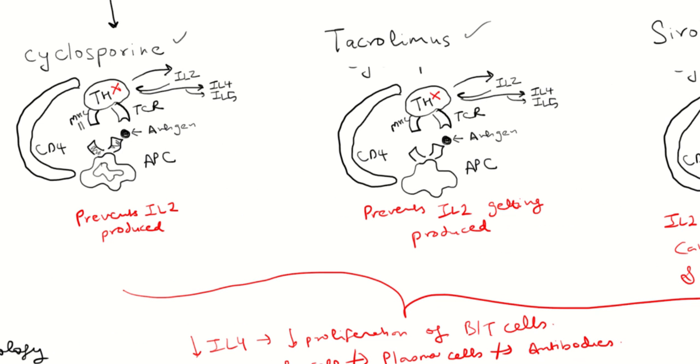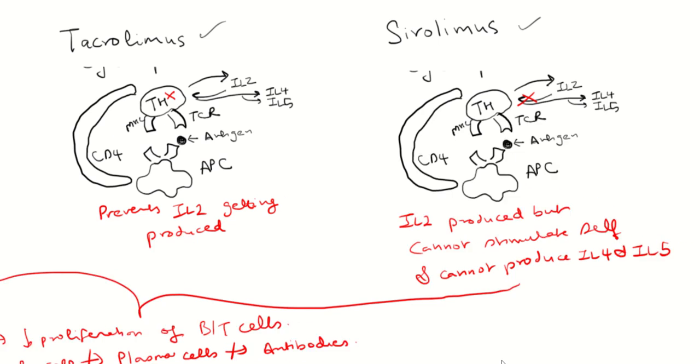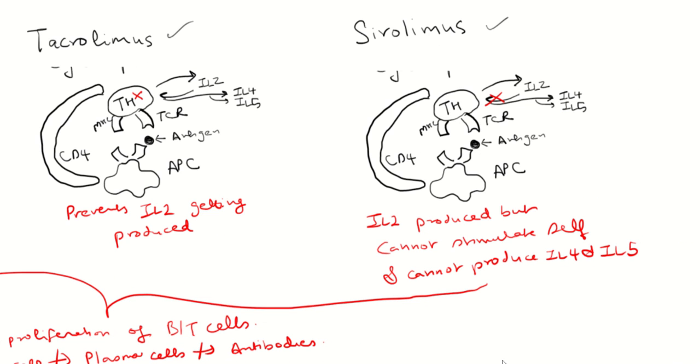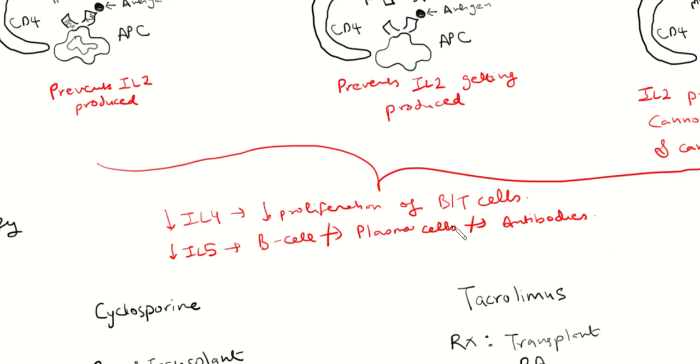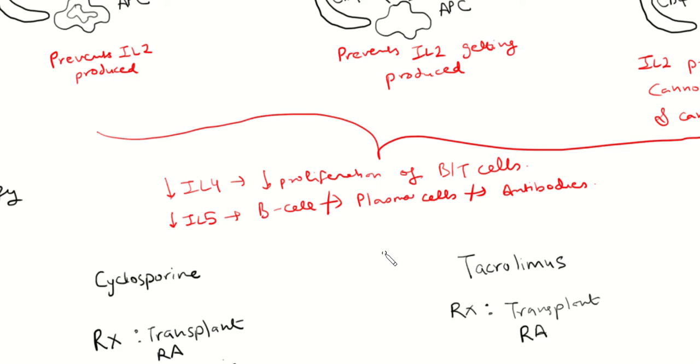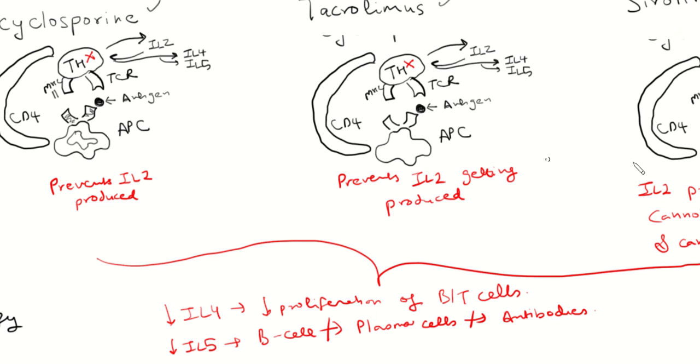But in the first two cases, it's the interleukin 2 that's not produced. In the third case, which is sirolimus, interleukin 2 is produced, but is not allowed to self-stimulate the T helper cell to produce IL-4 and IL-5, which again helps with the immunity. And how does it do that? It decreases immunity by decreasing proliferation of B and T cells and preventing differentiation of B cells into plasma cells into antibodies. Okay, so that's how these three drugs work.